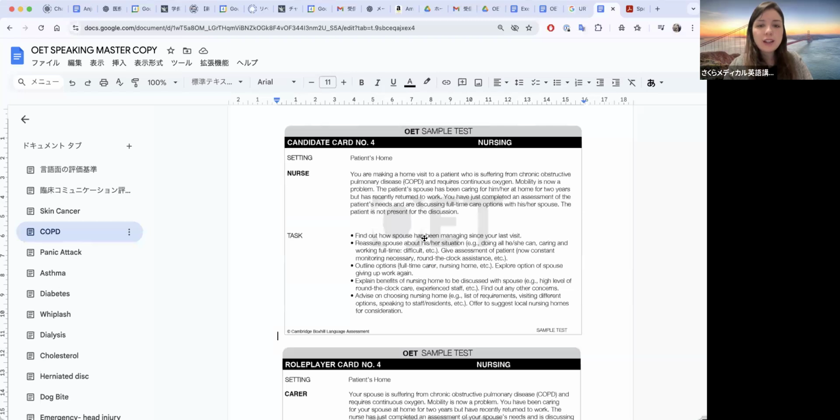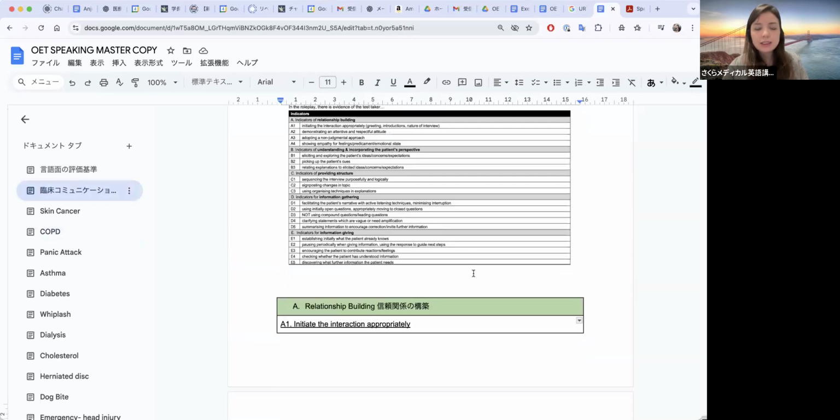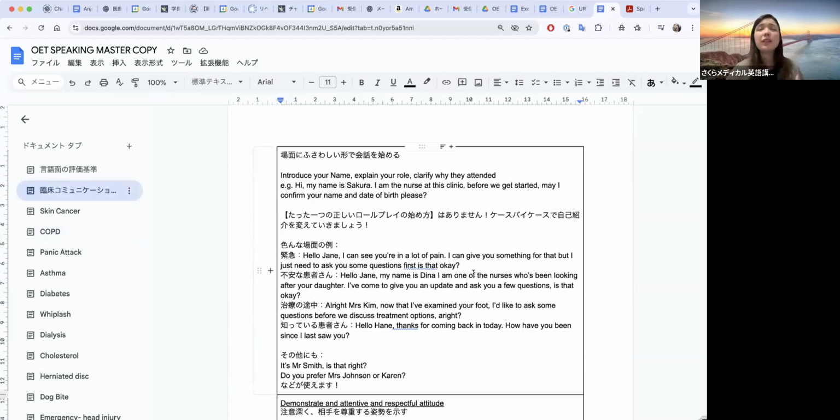And then you want to find out how the partner has been managing since your last visit. So how's the partner, how's he been since the last time I saw you? Or something like that. So yes, the introduction is going to be quite different, depending on the case, right? Like if it's an emergency, you're going to introduce yourself differently. Like, hi Jane, I can see that you're in a lot of pain. I can give you something for it, but I just need to ask some questions first. Is that okay? If they're anxious, it's going to be different.